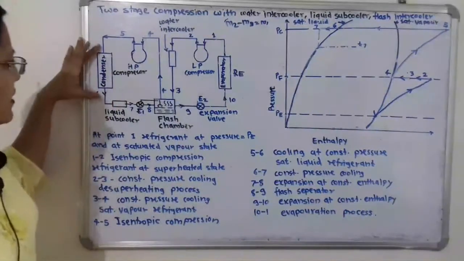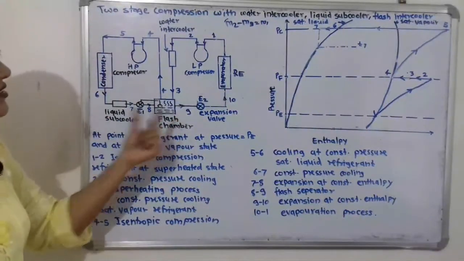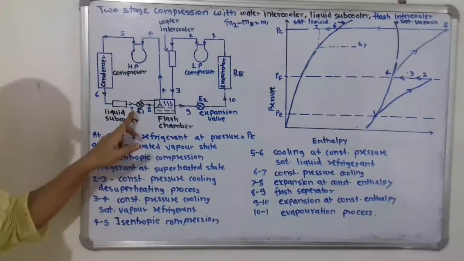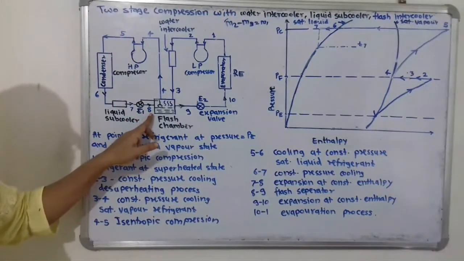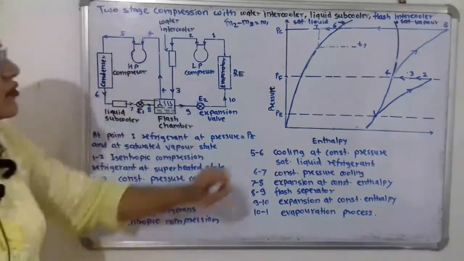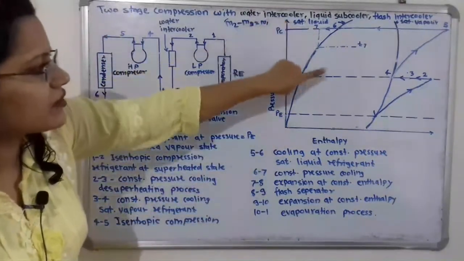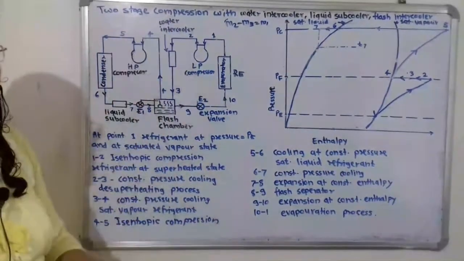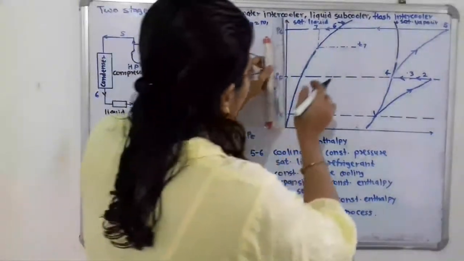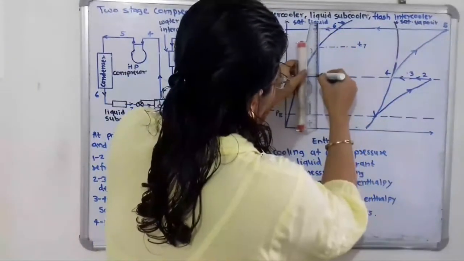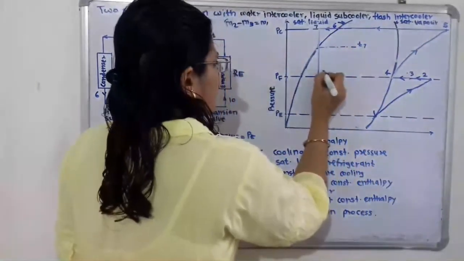So here is the condenser pressure PC and here is the flash chamber pressure PF. So this condenser pressure PC is getting decreased up to flash chamber pressure PF. That means we have to show decrease in pressure with constant enthalpy. So I will show that. We have to draw here a straight vertical line up to pressure PF. So here will be the point 8.